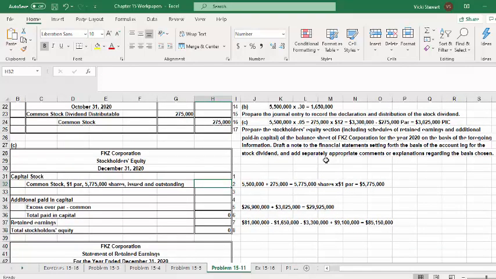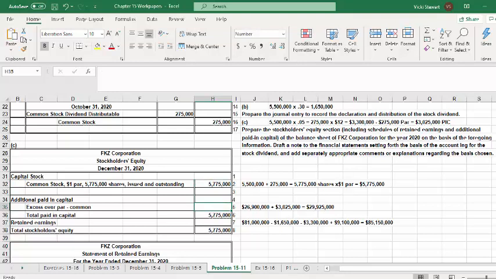The last thing we're going to do is to complete the stockholders' equity section. The first part of the stockholders' equity statement is common stock. So at the beginning of the year we had 5,500,000 shares at $1 par, but we issued the stock dividend distributable, which was another 275,000 shares. So our total par value for our common stock at the end of December 31st, 2020 was $5,775,000.